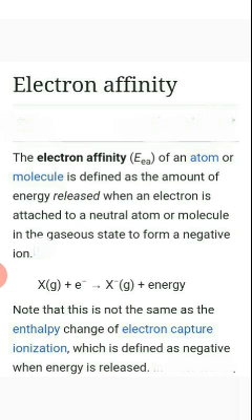When one is gained, the other is lost. When an electron is gained, energy is lost. When an electron is lost, energy is gained, in the case of ionization energy. But in the case of electron affinity, the atom gains an electron and energy is released. Note that this is not the same as the enthalpy change of electron capture ionization, which is defined as negative when energy is released.